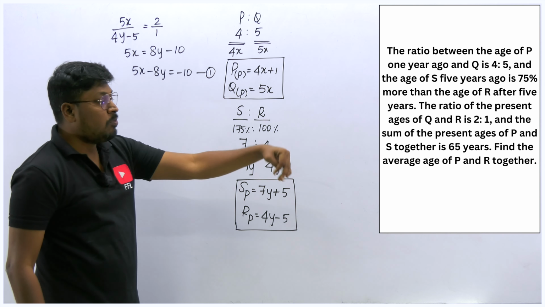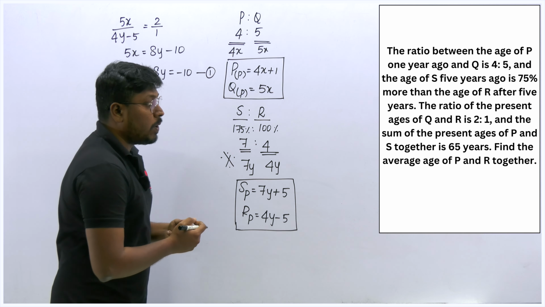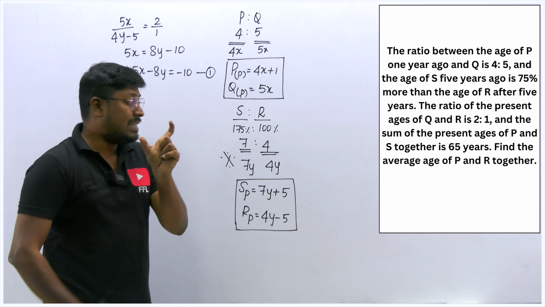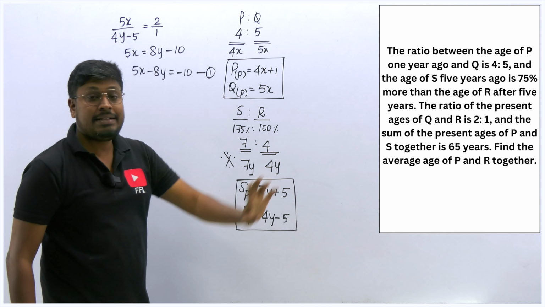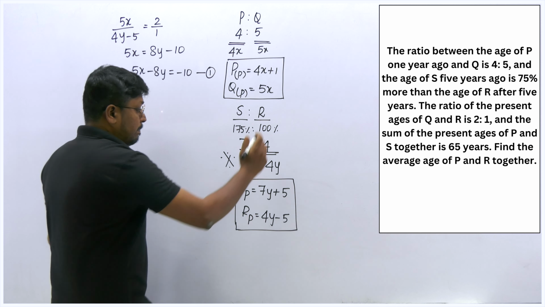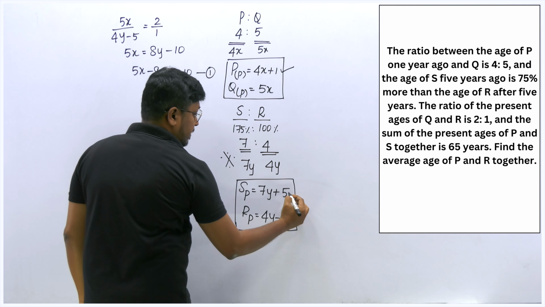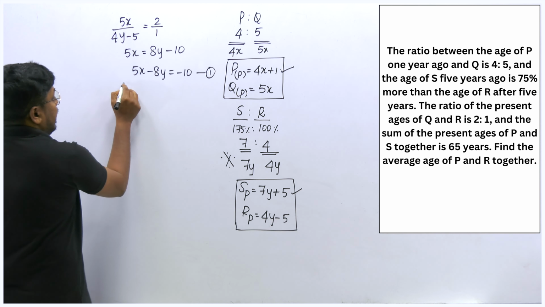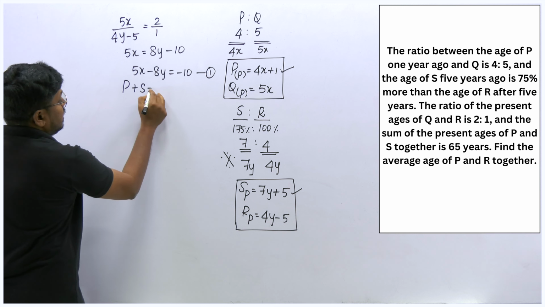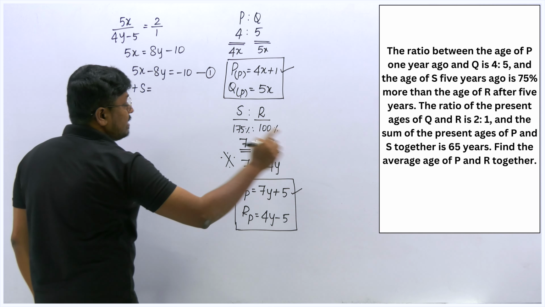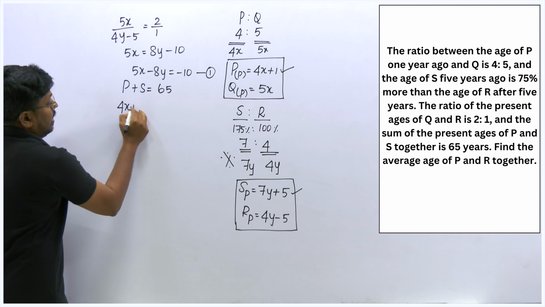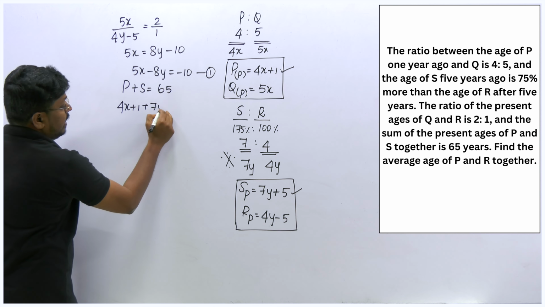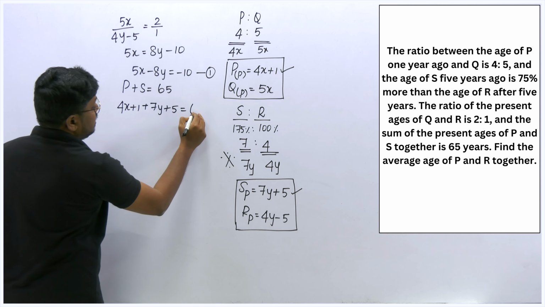So similarly, we can move on to the next equation. The equation is what? And just now I have told you that point is most important. Sum of the present age of P and S together is 65. So P and S together, sum of their ages is equals to how much? 65. So P is how much here? 4x plus 1. And S is how much here? 7y plus 5 is equals to 65.